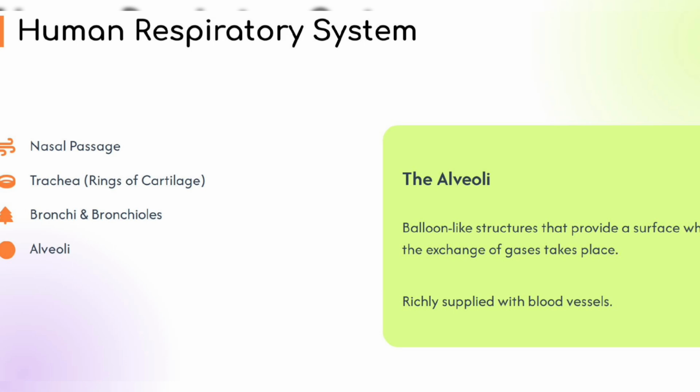Alveoli are tiny balloon-like structures in the lungs. They are the actual site where gas exchange happens. The walls of alveoli are very thin and are richly supplied with blood vessels. This structure is perfect for the exchange of oxygen and carbon dioxide between air and blood.